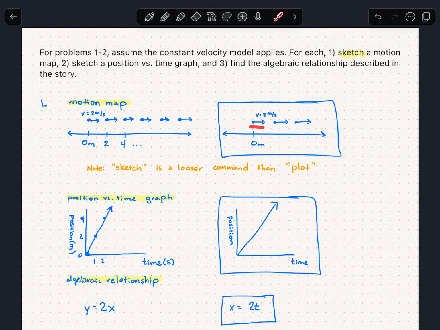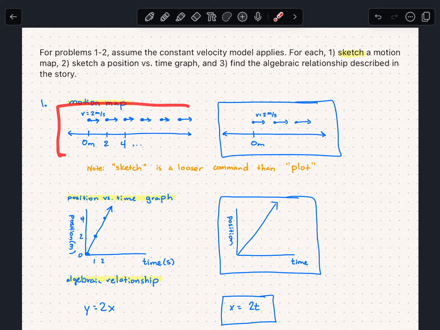Make an attempt at getting the arrows the same length, suggesting that for every second that goes by, the object travels the same distance. The length of the arrow is related to velocity. And also mark for me the initial position. So again, that's 3 details I want you to show on the motion map. The one in the box here is a sketched motion map.